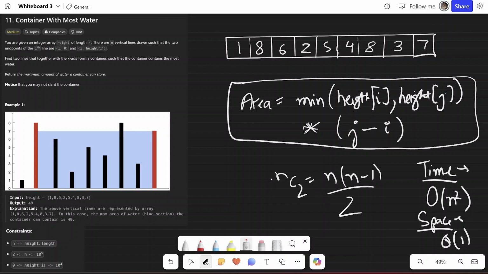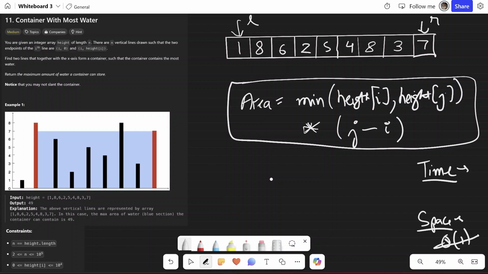Let's consider a two-pointer solution where we have two pointers L and R, and L points to the first number initially and R points to the last. Then what we do is that we calculate the area between L and R. So for example, initially L is here and R is here. So we calculate this area, which is bounded by L and R.